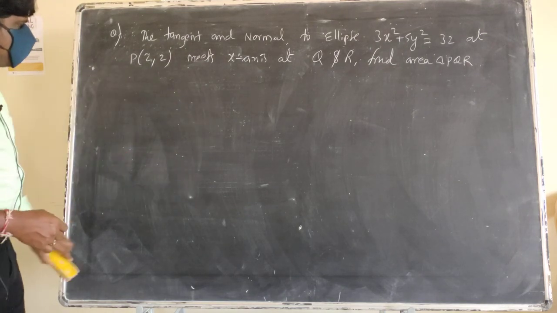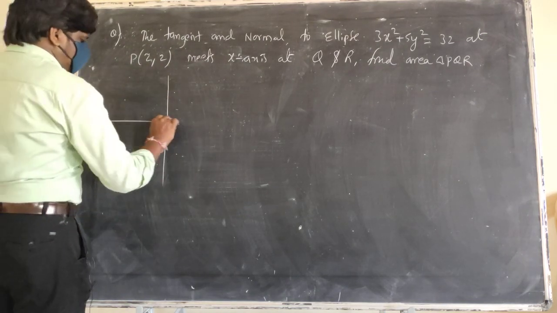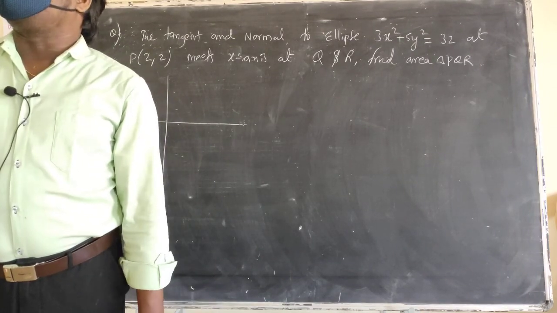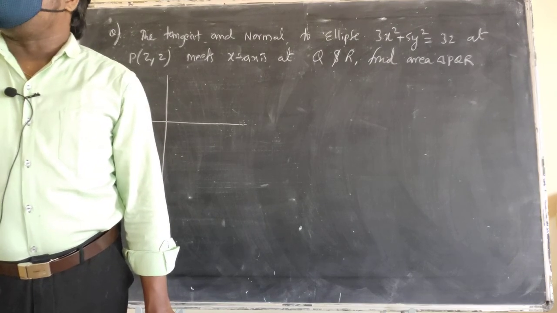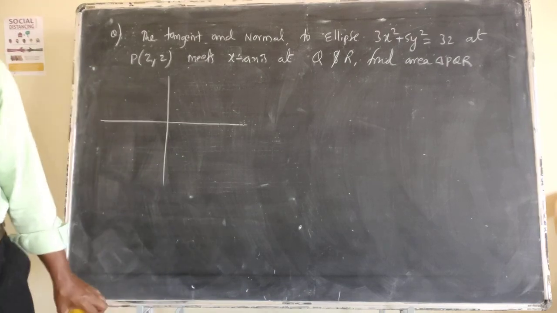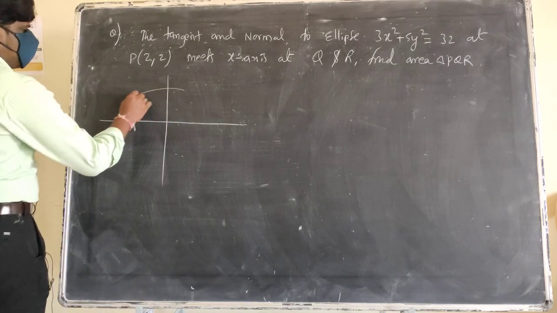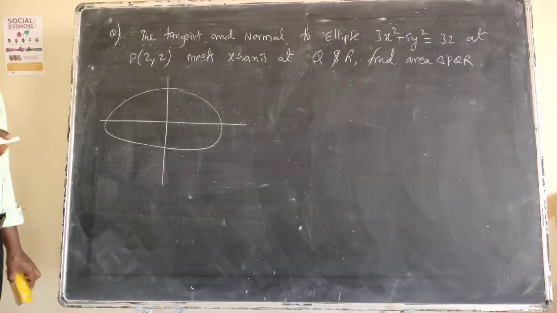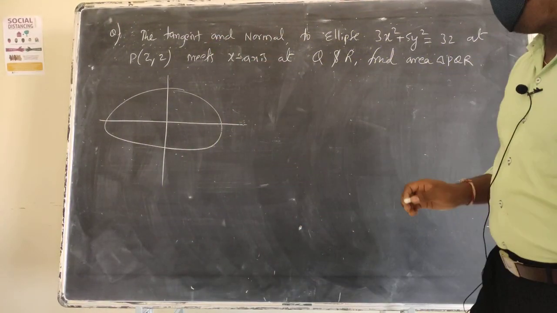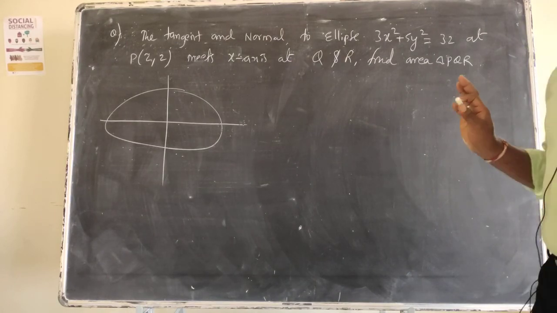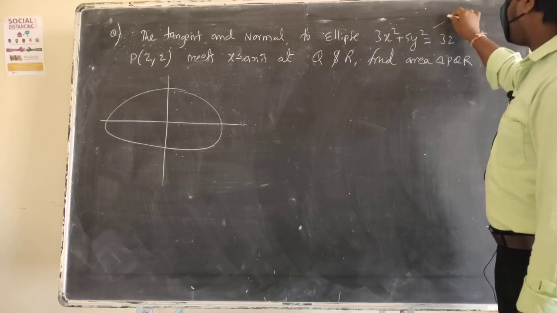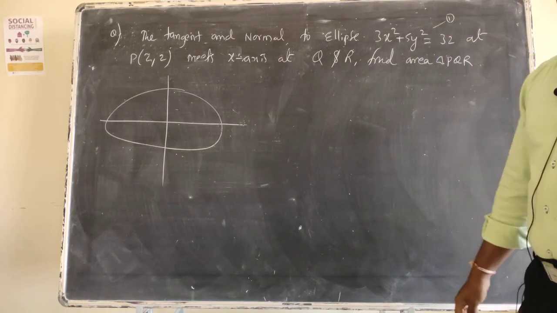I'll just draw the diagram. 32 by 3 and 32 by 5, which is bigger? That gives the idea of vertical or horizontal. 32 by 3 is bigger, so this is a horizontal ellipse. Only for that purpose I have written those steps. Other than that, nothing is there in that. So a horizontal ellipse is fixed.